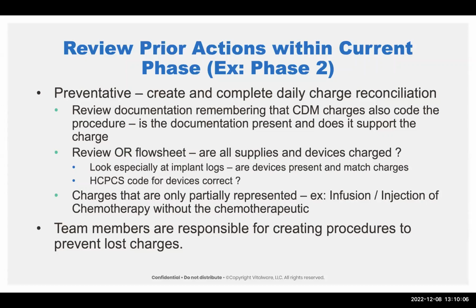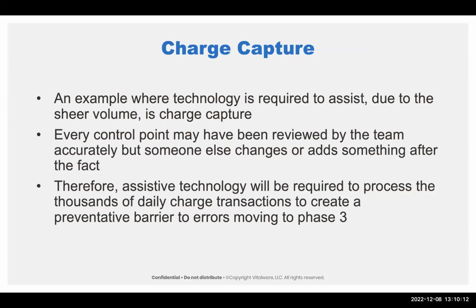Team members are responsible for creating policies and procedures to prevent these losses. Charge capture, an example where technology assists. Due to the sheer volume in charge capture, hundreds and hundreds and thousands of transactions a day occur for charges. No human being could ever look at 100% of the universe of charges from the day before. You're going to need technology. Every control point may have been reviewed by the team accurately, but then after the fact, somebody changed something and now it's wrong again. Assistive technology is required to get everything done in phase 2 before it goes to 3.